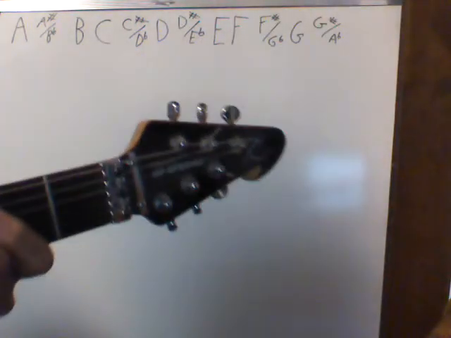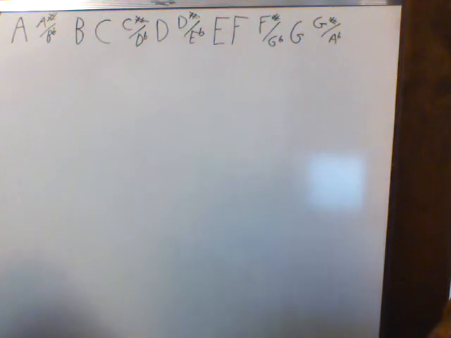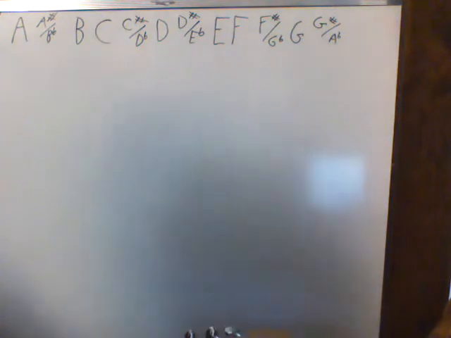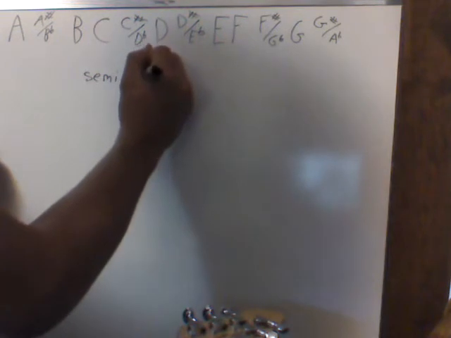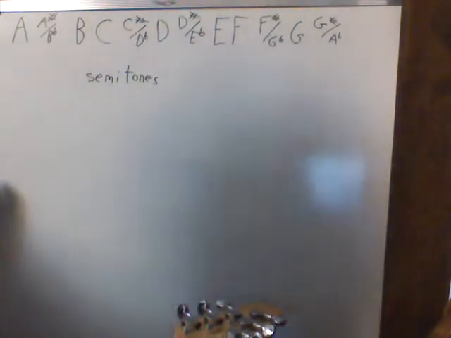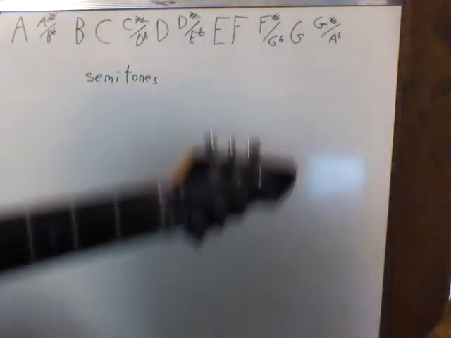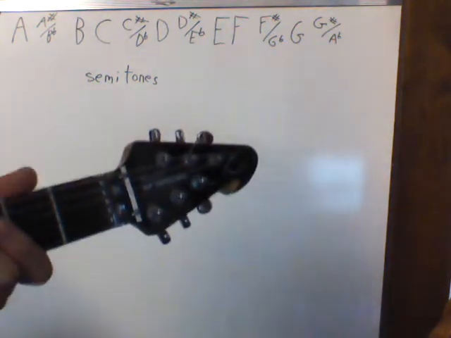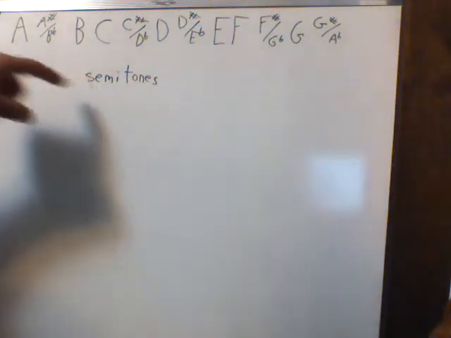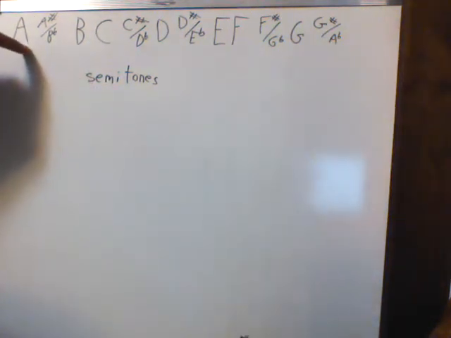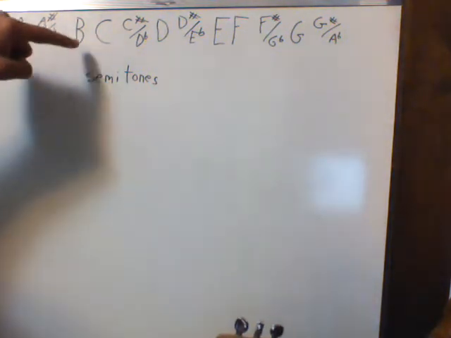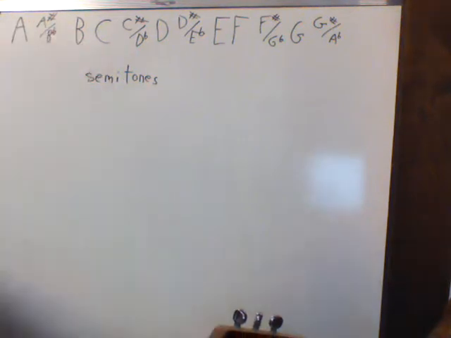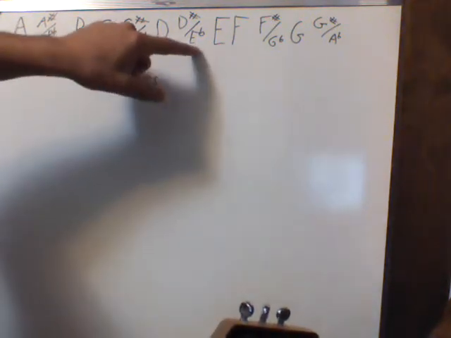In the English system we use inches on the ruler, but in music we use something called semitones. I want you to write that down: semitones. I want you to know that. They're called semitones, not inches. And one semitone is equal to the distance between these two notes here.